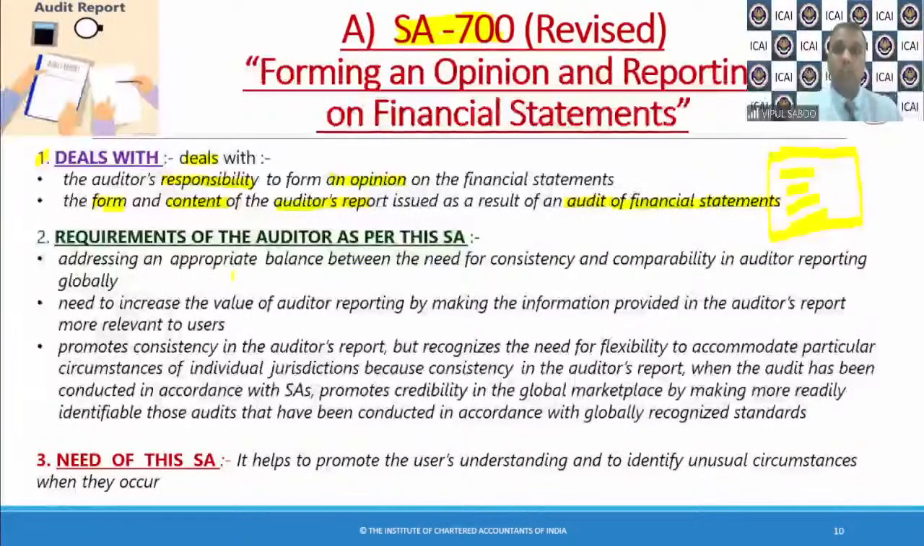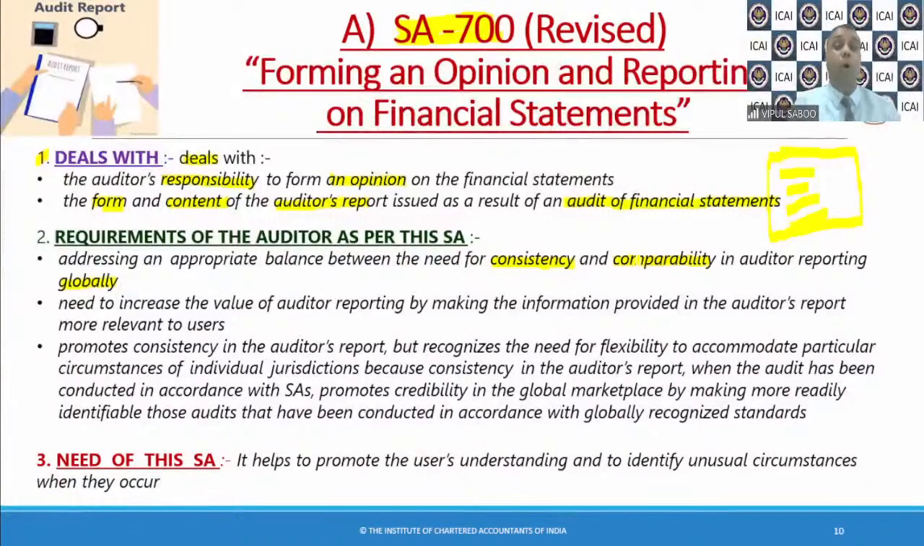Okay. So what does this standard require of the auditor? Addressing an appropriate balance between the need for consistency and comparability in auditor reporting globally. These are some general facts which you need to read. What does this standard want the auditor to address? So the auditor should address an appropriate balance between the need for consistency and comparability in auditor reporting globally.